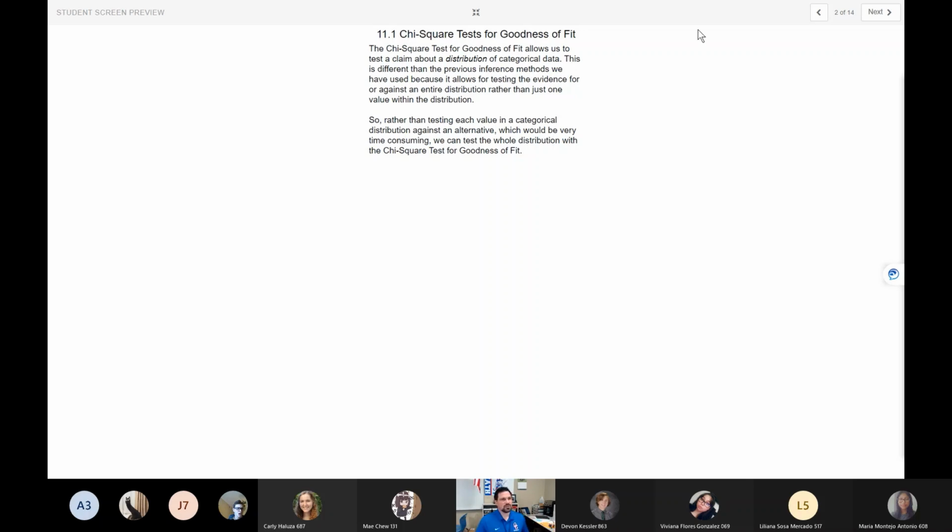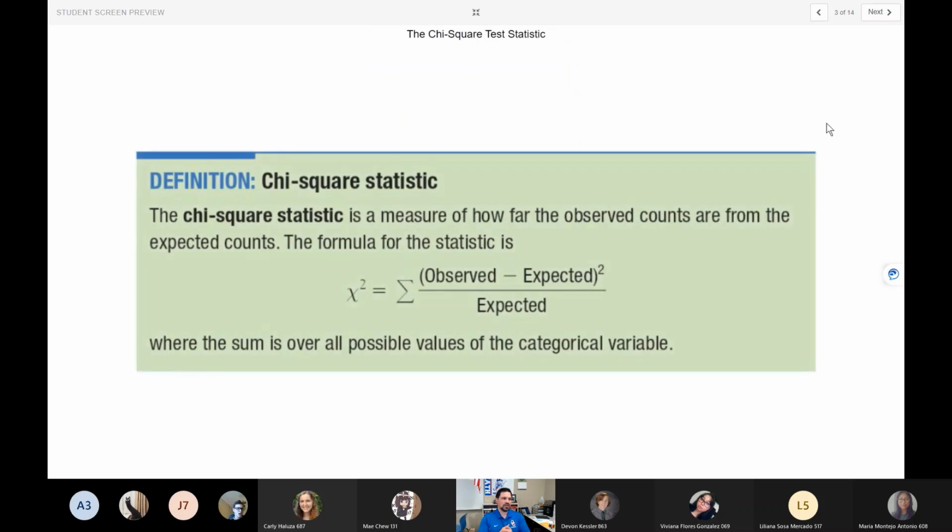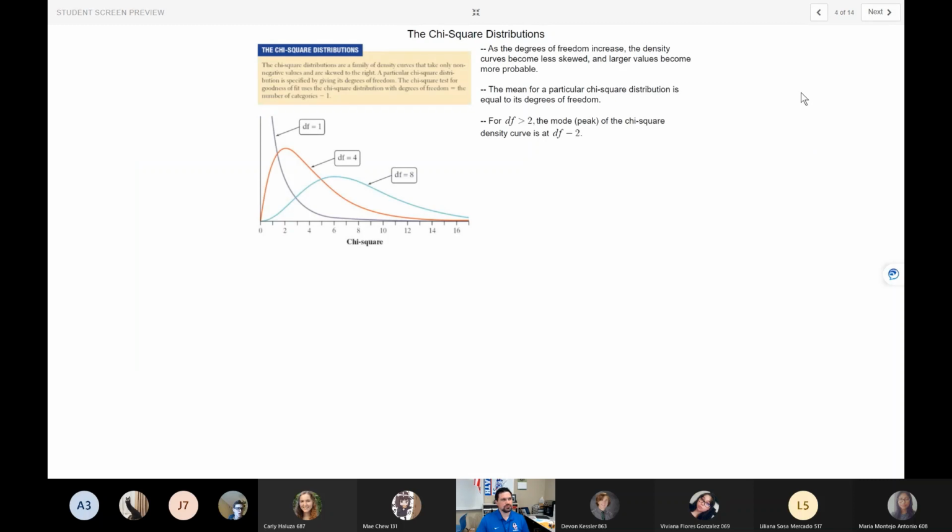The next screen we have our formula for the chi-square statistic. You might need that today. The chi-square statistic is a measure of how far the observed counts are from the expected counts, and the formula for the statistic is given below, where the sum is over all possible values of the categorical variable. Again, I apologize for how small some of this text turned out.